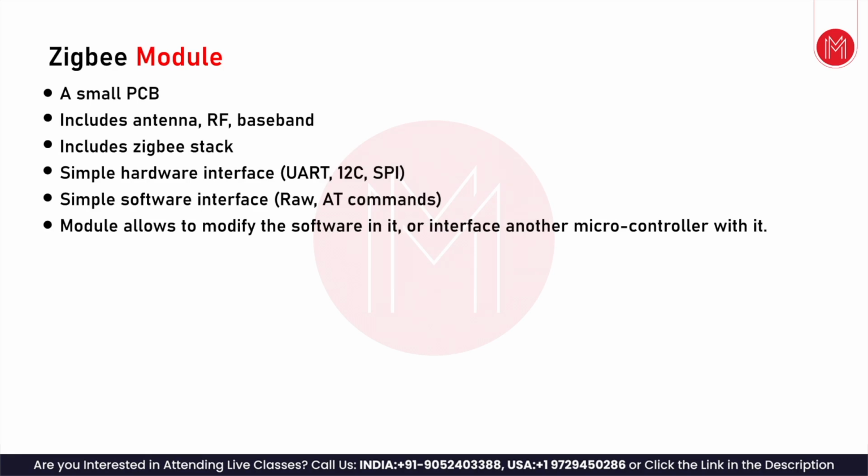So the Zigbee module is a small PCB that we have seen in the earlier slide. It includes the antenna, RF baseband, and the Zigbee stack, and offers a simple hardware interface, either through UART, I2C, or SPI. Usually UART is the most common because it's a simpler interface, and the software can use either raw commands or AT commands. The module allows you to modify the software or interface another microcontroller. You can also download a newer version of the software onto these modules.